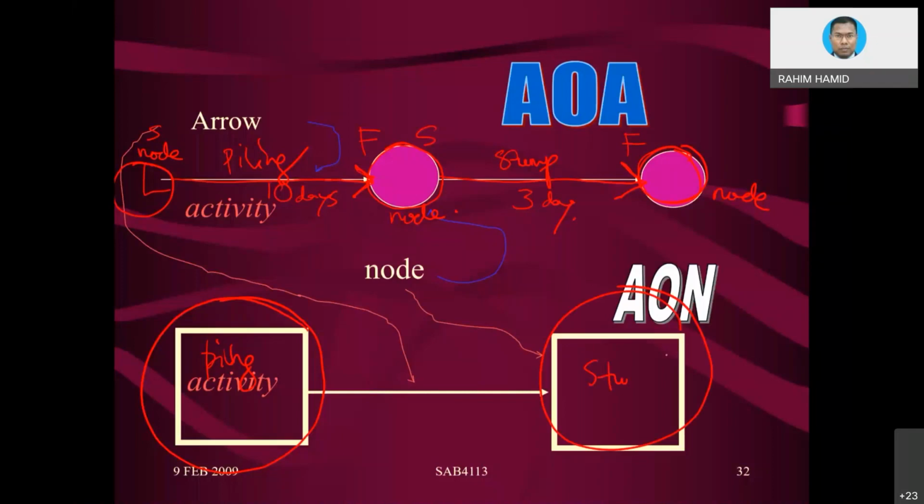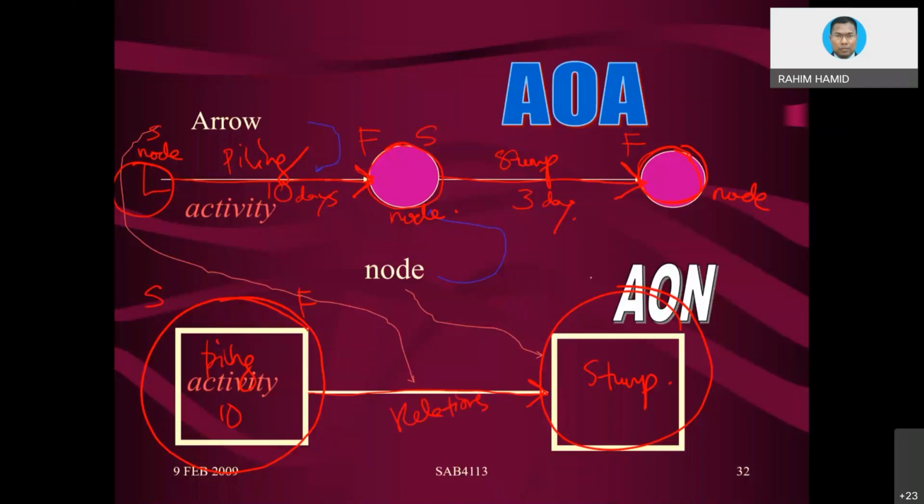And how about the arrow? The arrow is just simply to show the connection relationship. For the piling activity, on the left side of the circle we reflect the start, then it goes on for 10 days, and then on the right side of the circle it will finish. So that's how things are drawn there. And the arrow here does not reflect an activity. It just reflects a relationship. See?